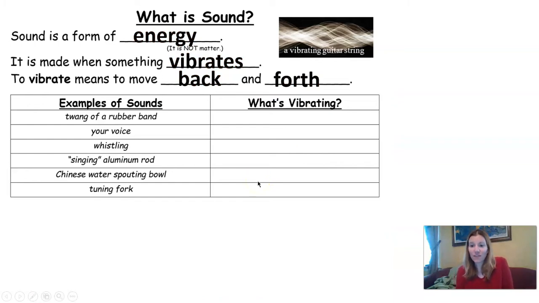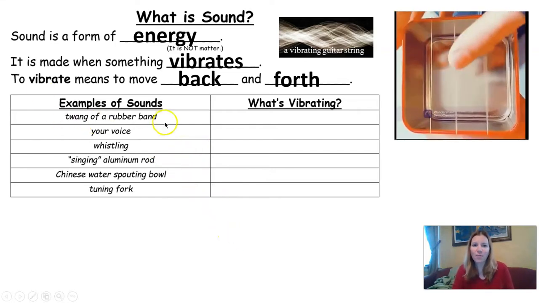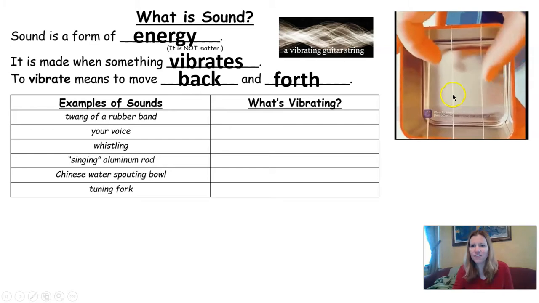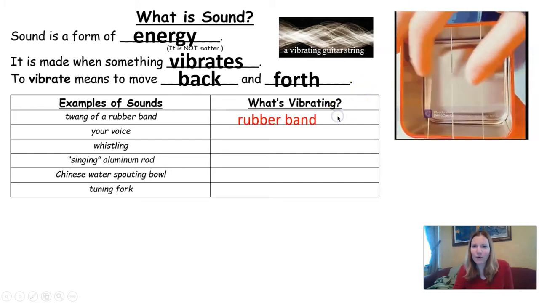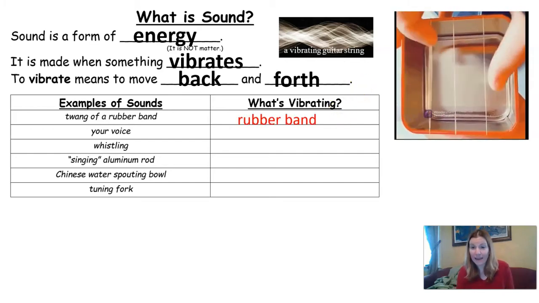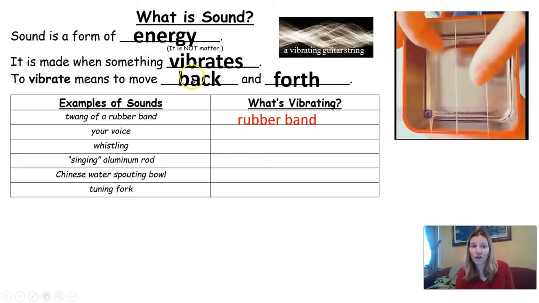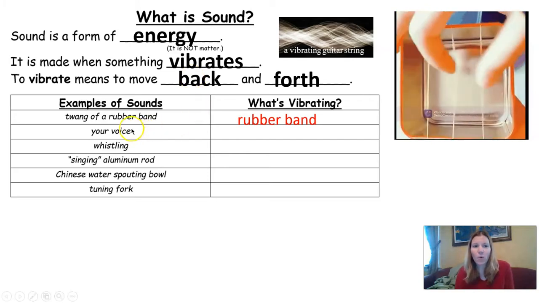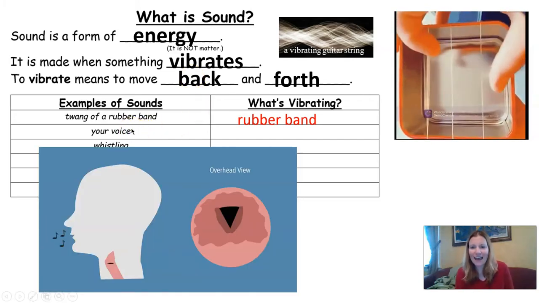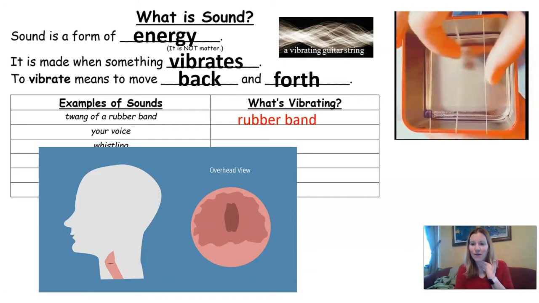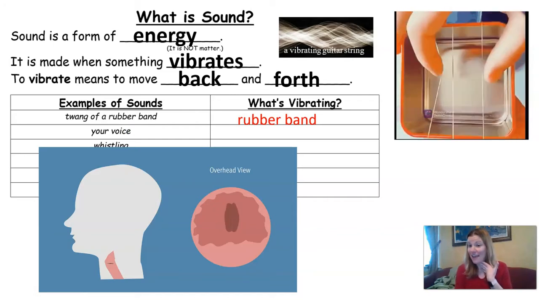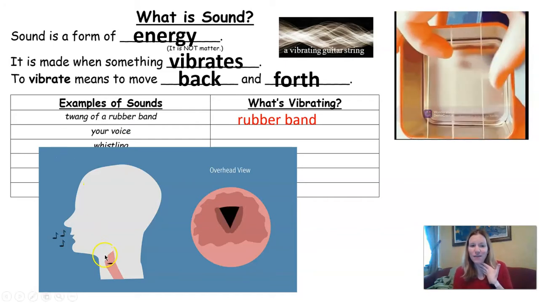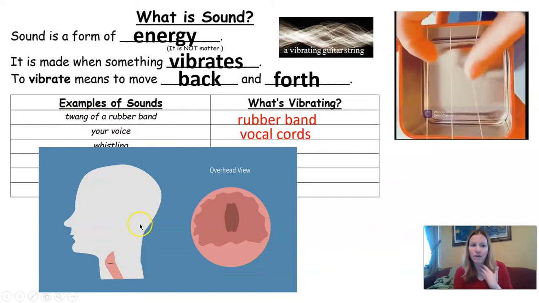Next, we looked at a number of different examples of things that were vibrating, and we identified in each one of those what was actually vibrating to create the sound. So we looked at a rubber band that makes that twanging sound. And of course, what would be vibrating is the actual rubber band, kind of in a similar way to a guitar string's vibrations. When it's your voice, I encourage you to put your hand right on your throat, and then we sang the alphabet. And you could feel that those vibrations were coming from your vocal cords.